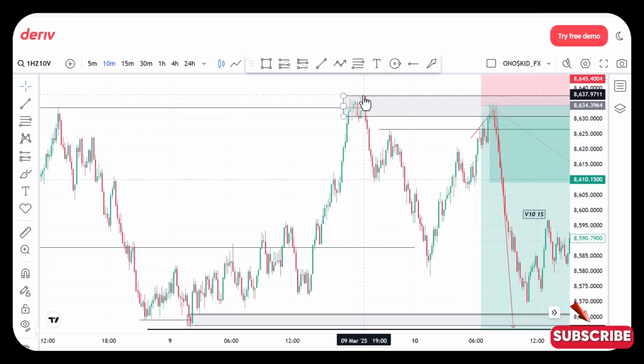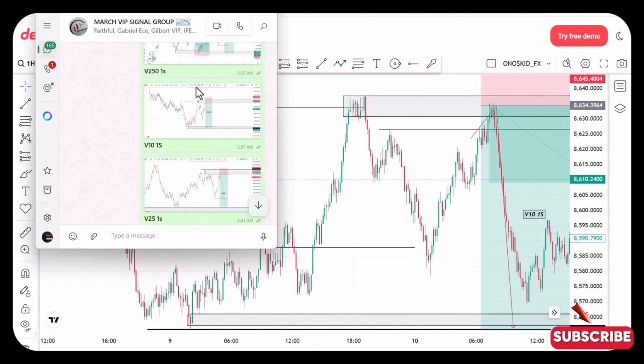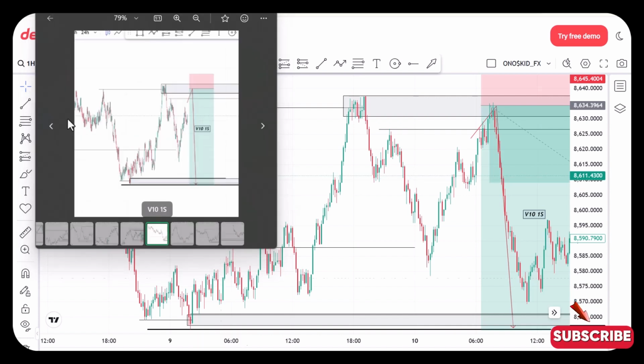And I look at this particular block. This is what I selected. Let me show you the previous analysis. I think I sent it to my VIP guys. Let me show you the chart. So this is where is it? Okay, this is the analysis. So this was the analysis before the trade plays out.